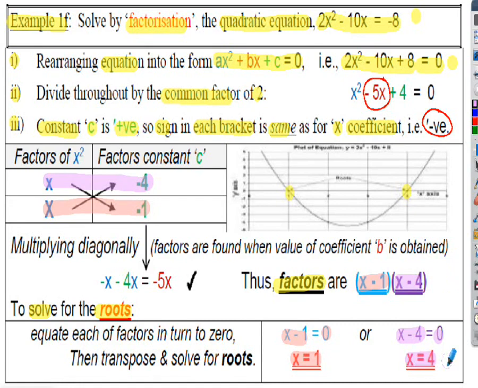And those are my roots, and as I said, they're shown on the diagram above. The curve crosses the x-axis at positive 4 and it crosses the x-axis at positive 1. So those are the roots to the problem.